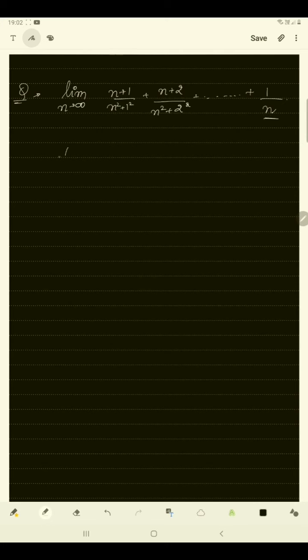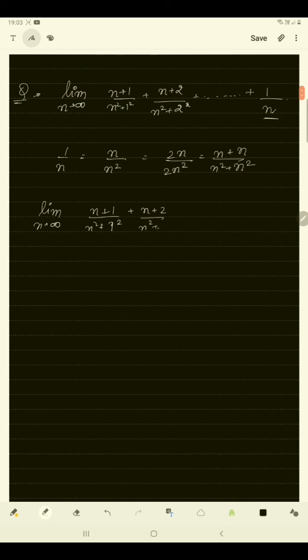So 1 by n can be written as n upon n square, and again we can multiply it by 2, and then we can do it like this. Now if you notice, we have actually converted it into this form. So we can write limit n tending to infinity, n plus 1 upon n square plus 1 square, plus n plus 2 upon n square plus 2 square, and so on, up to n plus n upon n square plus n square.